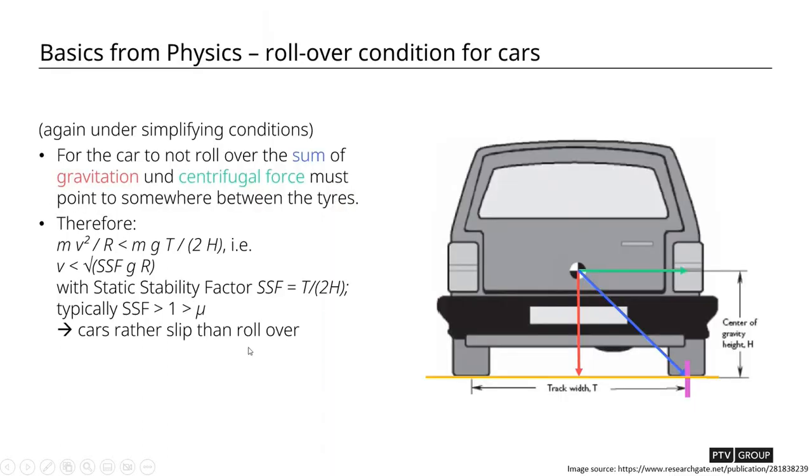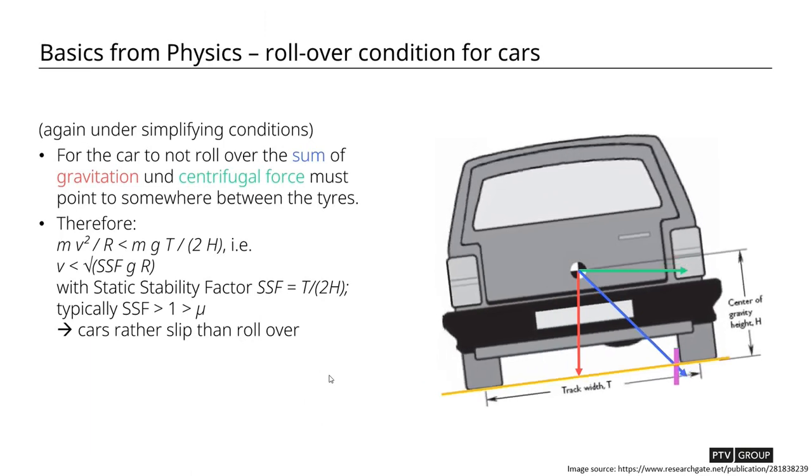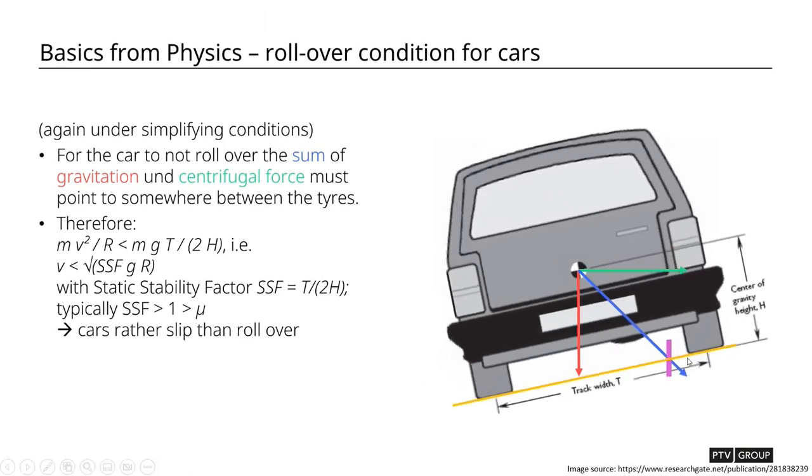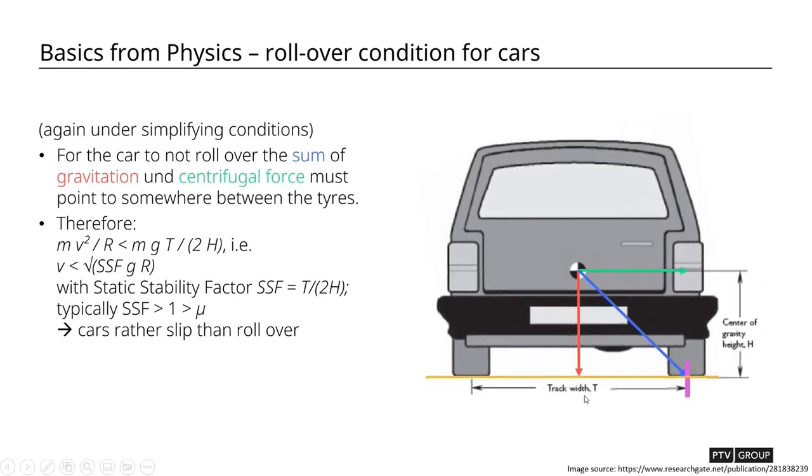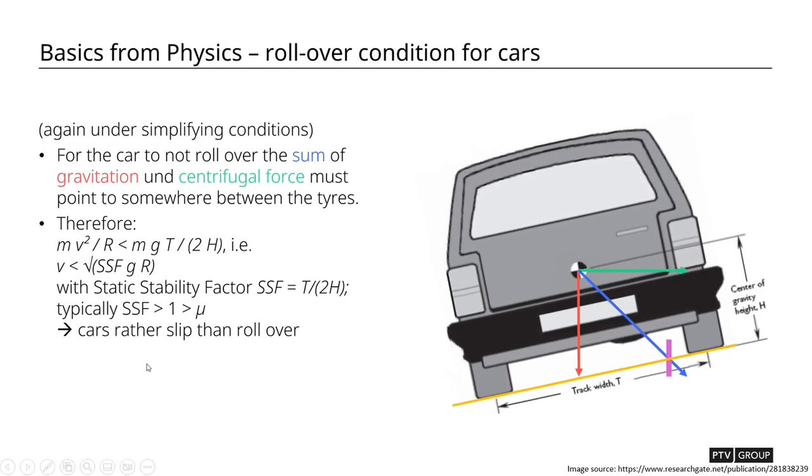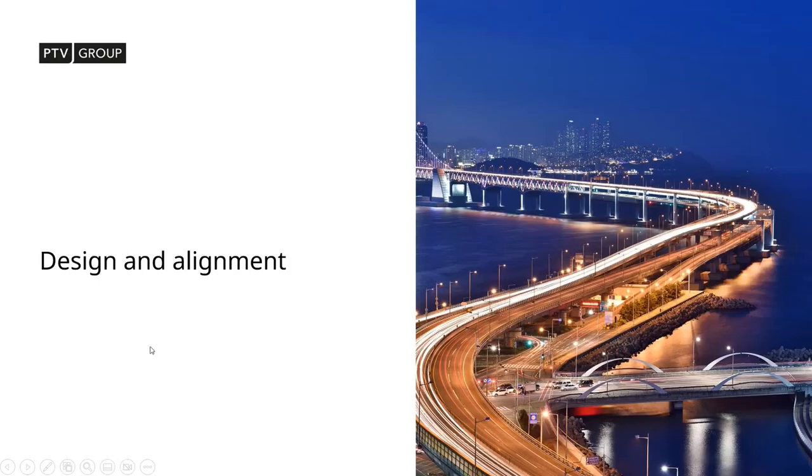So how can you envision that? If there is no super elevation, it looks like that. That's the picture from before. And then if we have a super elevation, the picture changes like that, and you see that the point where the resulting force is touching the ground is going more to the center of the car, and then it's moving to the inside. Good, that's it with the simplified physics picture.